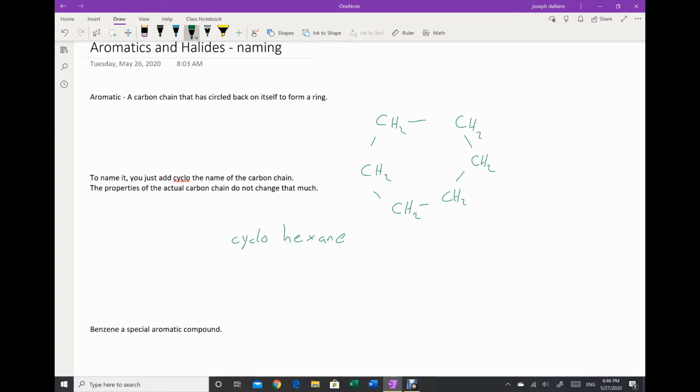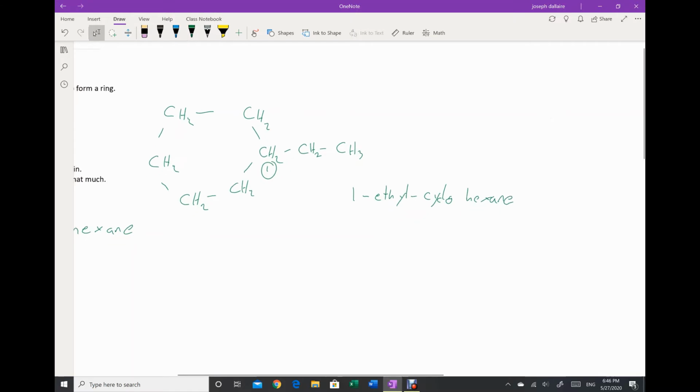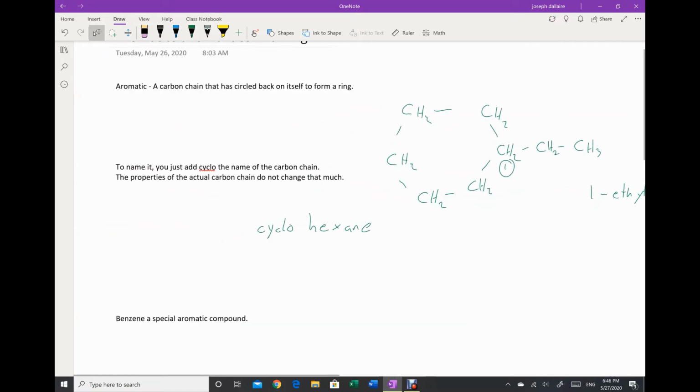And when we're dealing with these and we have things like side chains, let's say for example that I had a side chain here, then I can choose any carbon in this circle to act as carbon 1. So I always do that to keep the numbers as low as possible. So this would be 1-ethylcyclohexane. So that's a basic idea of an aromatic.